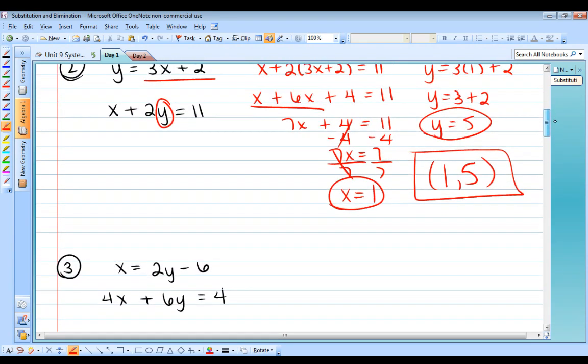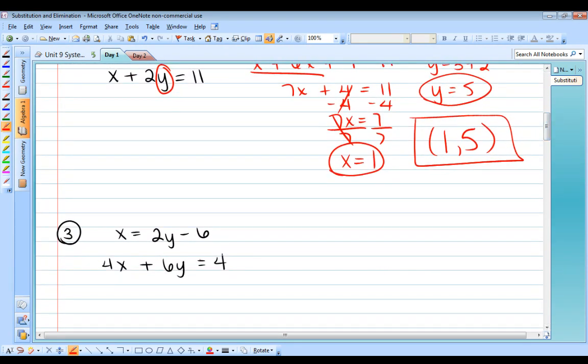Let's do one more. This one tells me x equals 2y minus 6. So where I see an x in the second equation, I can replace that with 2y minus 6. So I'm going to say 4 parentheses. Then I'm going to insert my 2y minus 6 plus 6y equals 4. So now I have an equation with all y's, and I can solve it for y.